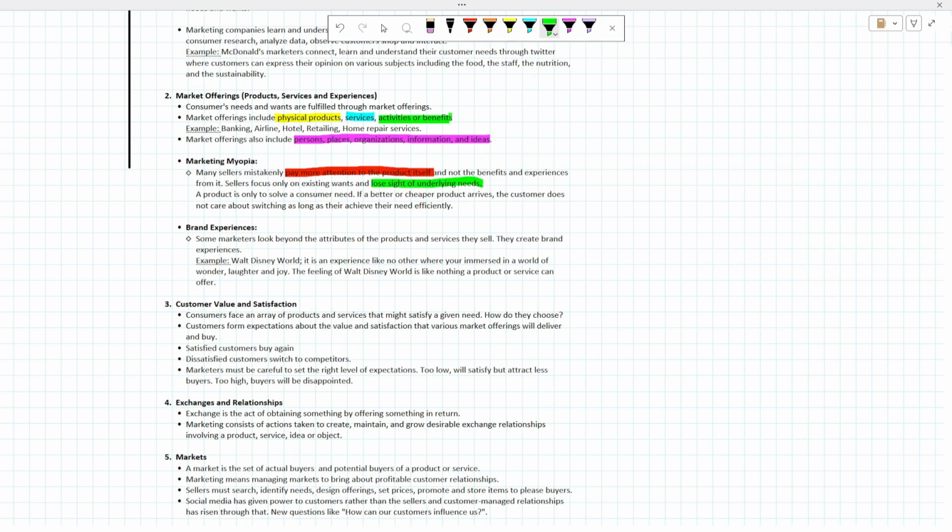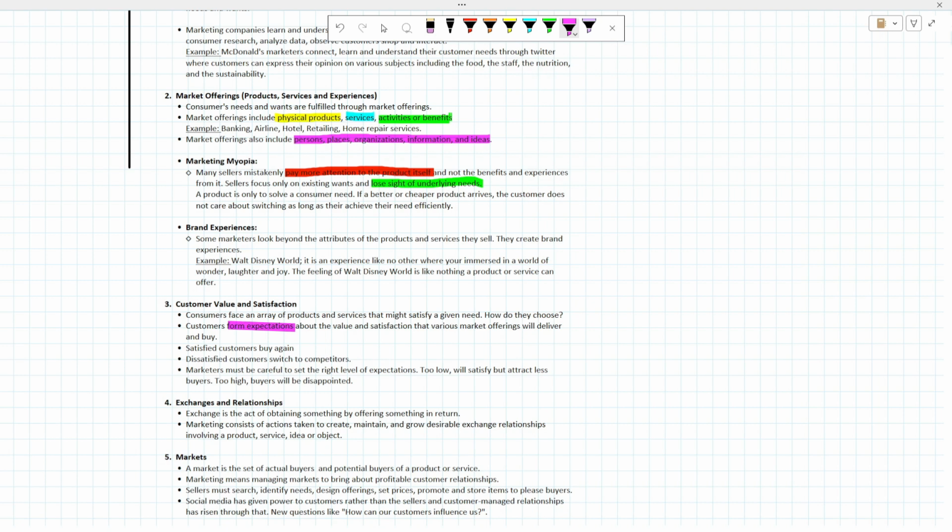So, three: customer value and satisfaction. Consumers face an array of products and services that might satisfy a given need. How do they choose? Customers form expectations about the value and satisfaction that various market offerings will deliver, and buy accordingly. Satisfied customers buy again. Dissatisfied customers switch to their competitors.